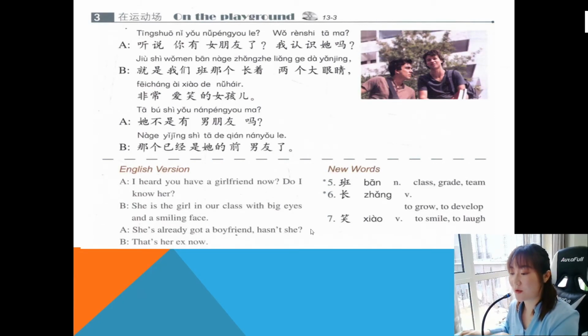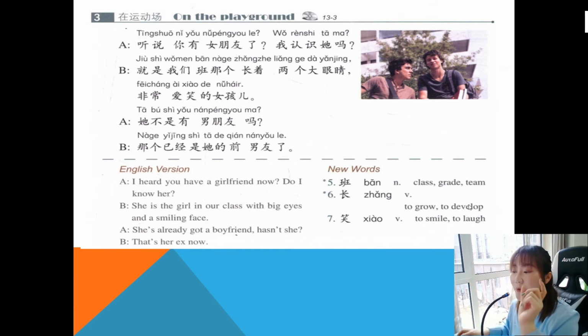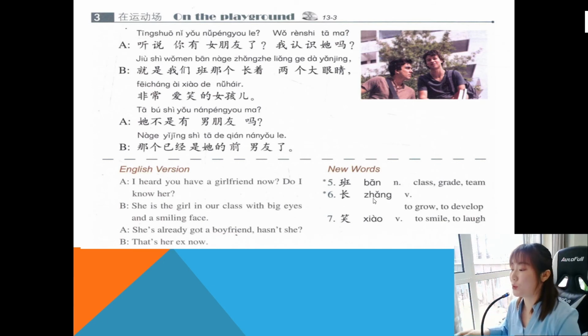So she's already got a boyfriend, hasn't she? To ask, right? To express confusion. 那个已经是她的前男友了。So that's her ex now. So here new words, 班 class, grade, or team, 长 means to grow, to develop, 长 is very important. But there is another pronunciation of this word, we can say 长 means long. So short, we can say in Chinese 短. 笑 here is a verb, to smile, to love.